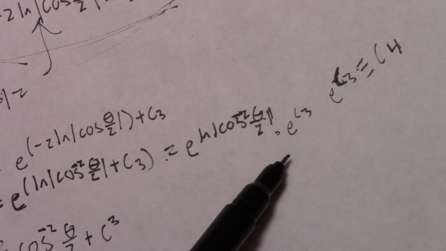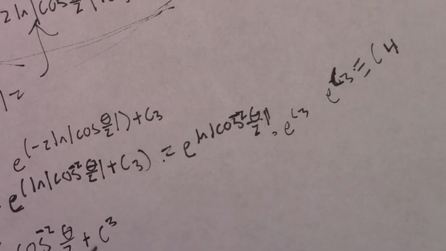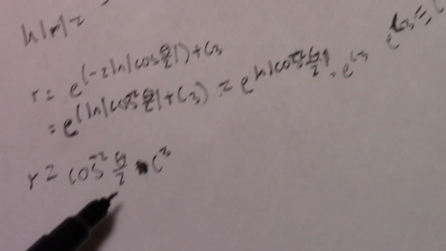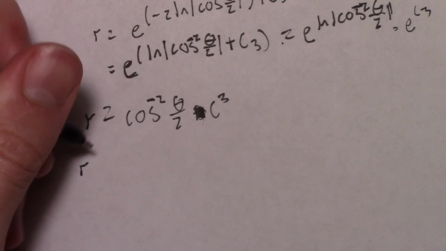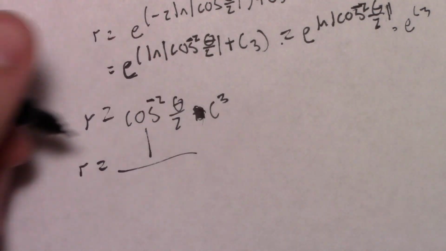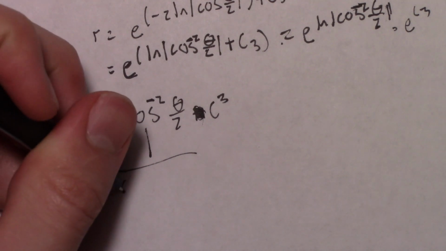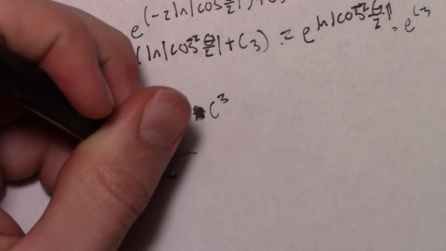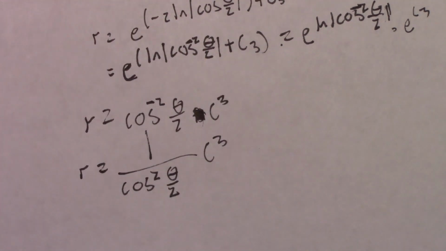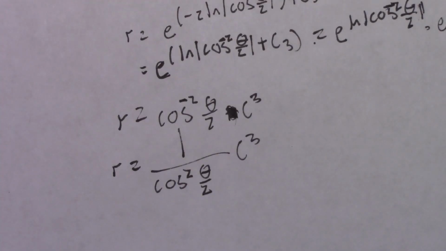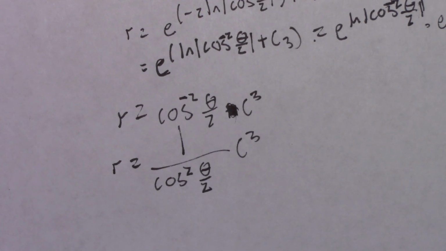Is that C3 still correct? No, that should be multiplied by. This is a multiplication dot. So it's r equals 1 over cos squared theta over 2 times C3. Now I don't know if it could be simplified further. You can move it around a little bit, but I think this answer is fine.